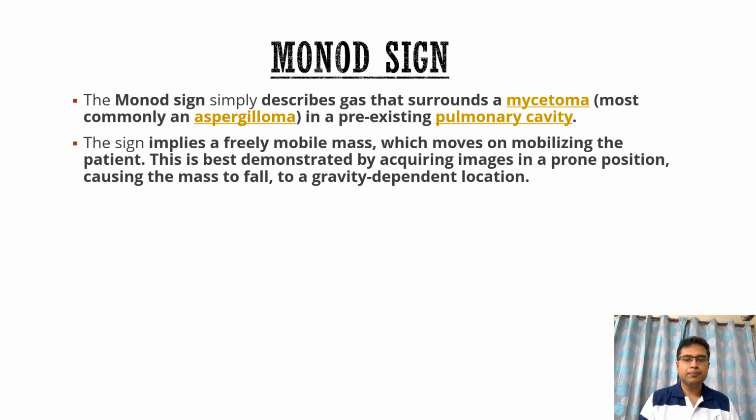So coming to this important sign, that is the Monod sign. Monod sign describes the gas that surrounds the fungus ball in the pre-existing pulmonary cavity. It is different from air crescent sign. It implies a freely mobile mass which moves on mobilizing the patient. That is, on prone position, it changed its position. So that is called Monod sign. Air crescent sign is typically seen in recovering invasive aspergillosis.